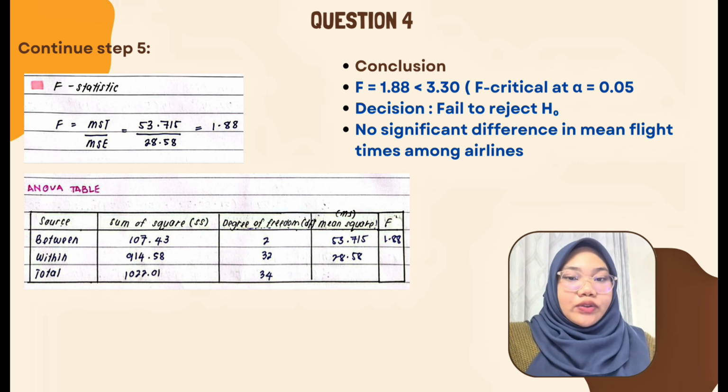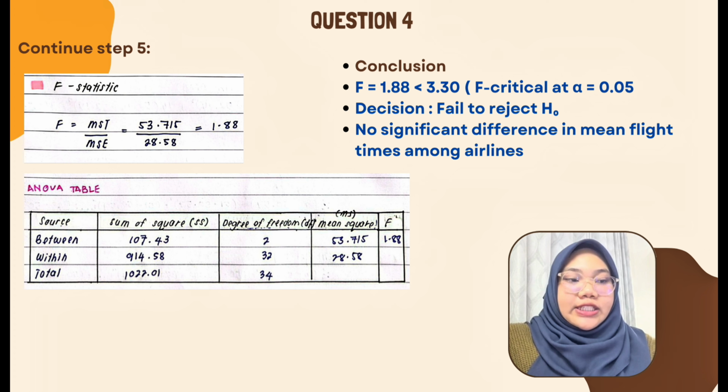So the conclusion is F equals 1.88, which is less than 3.30, the F critical at alpha equals 0.05. The decision is to fail to reject the null hypothesis. So there is no significant difference in mean flight times among the airlines. That's it. Thank you.